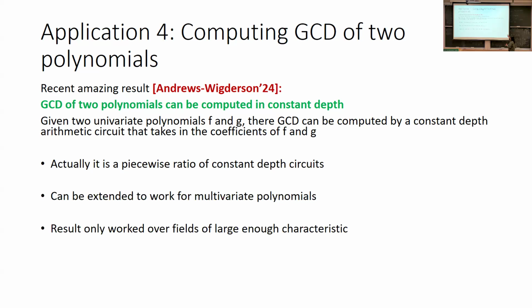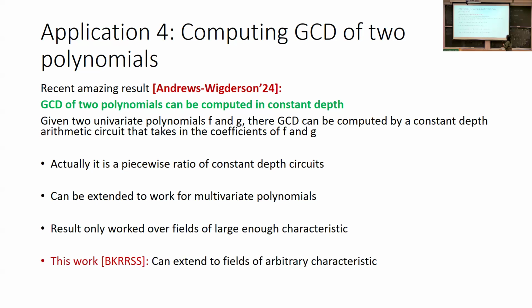But their results only work for fields of large enough characteristic. As a consequence of our work, we can make it work over fields of all characteristic. So we give a different modification of their proof and tweak a few key places to use a result on symmetric polynomials from the previous slide, and we can make this work over all characteristics.